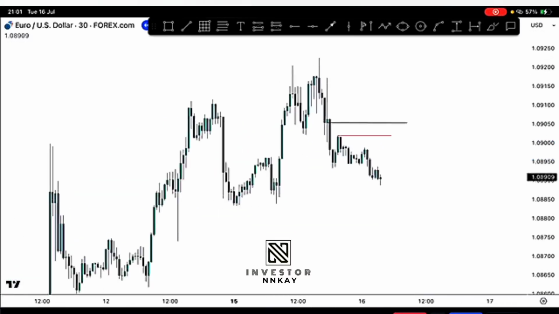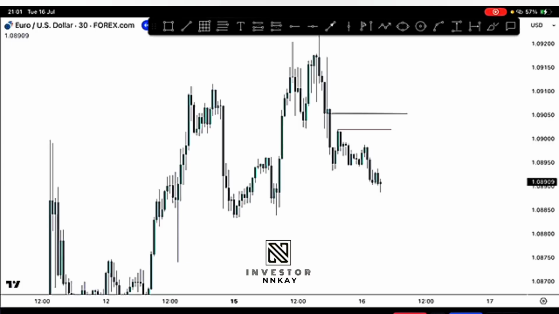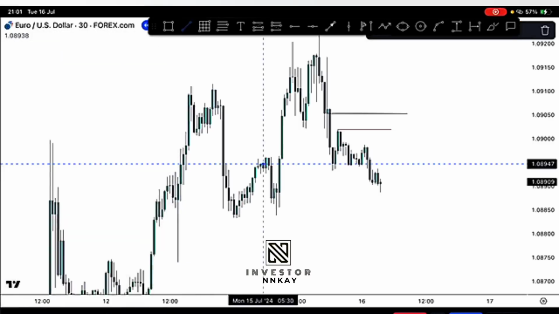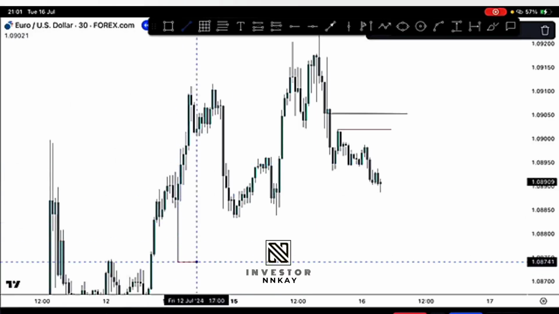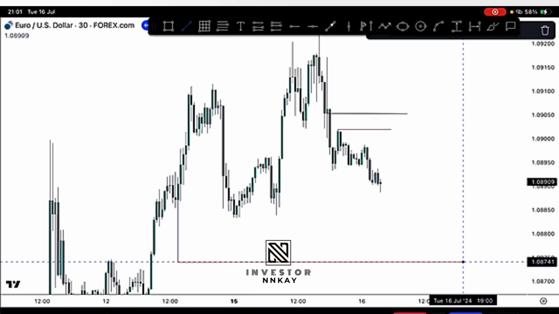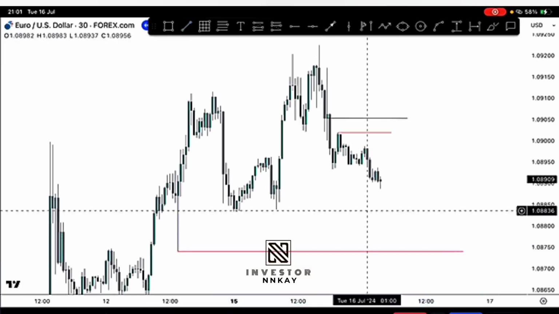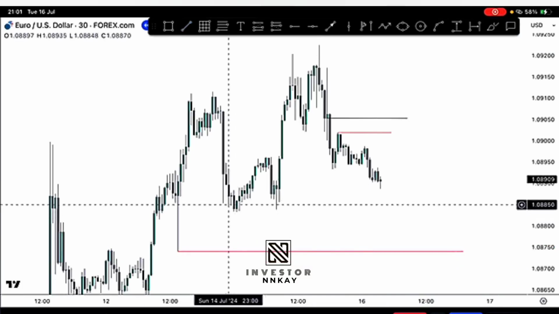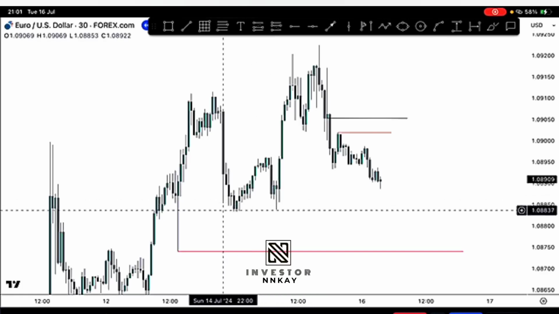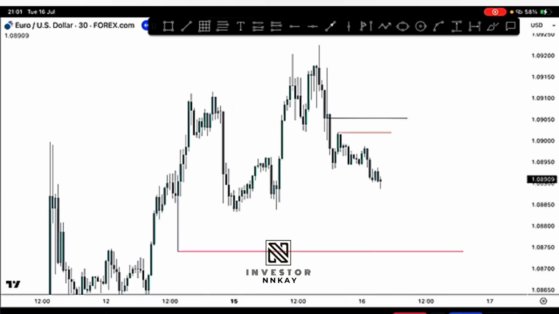Okay, so that's that. I expected price to come all the way down to this low. Now, you might ask me for another confluence of why I expected price to come to this low. These are equal lows here, this low and this low. So this would drive price obviously to come down.